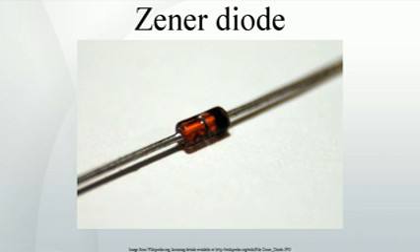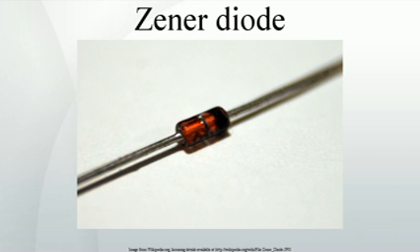Waveform clipper. Two Zener diodes facing each other in series will act to clip both halves of an input signal. Waveform clippers can be used to not only reshape a signal, but also to prevent voltage spikes from affecting circuits that are connected to the power supply.